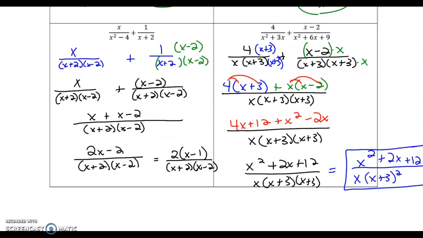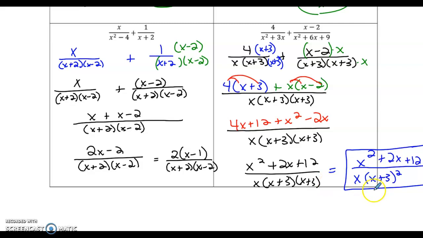All right, take a look at this third one here. So we can leave it 2x minus 2 all over x plus 2x minus 2. Or we can take that 2 out of the numerator: 2 times x minus 1 all over x plus 2 times x minus 2.